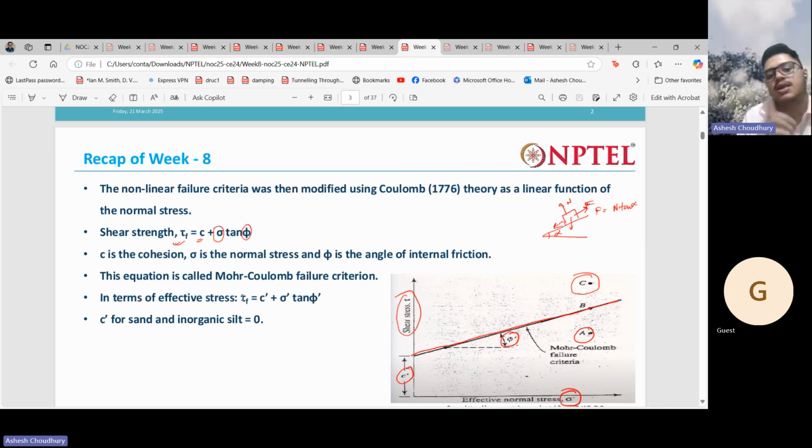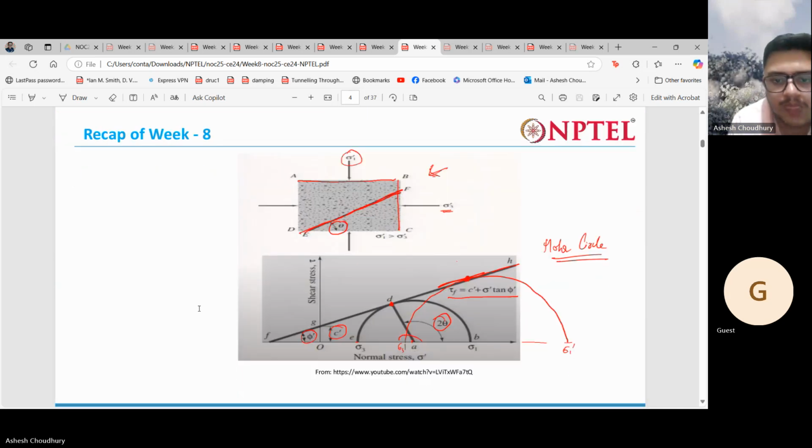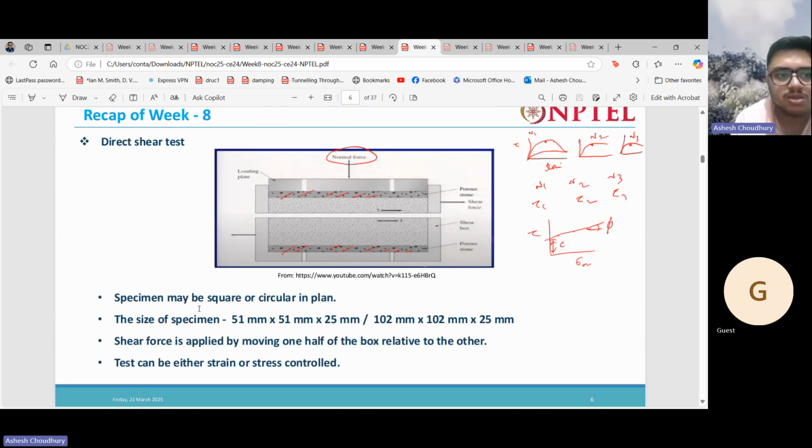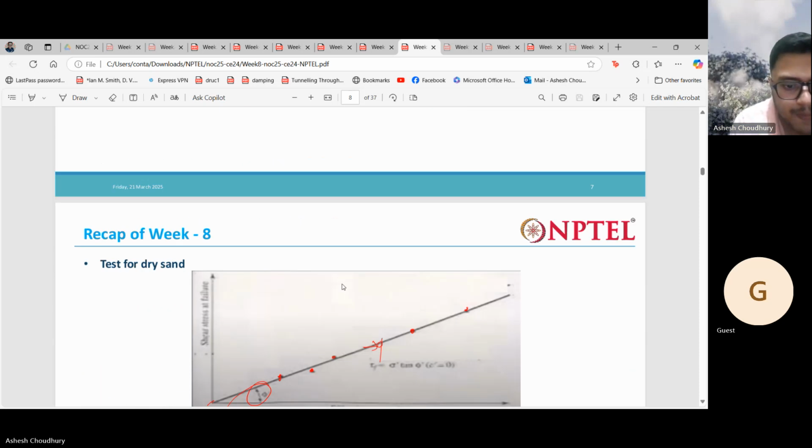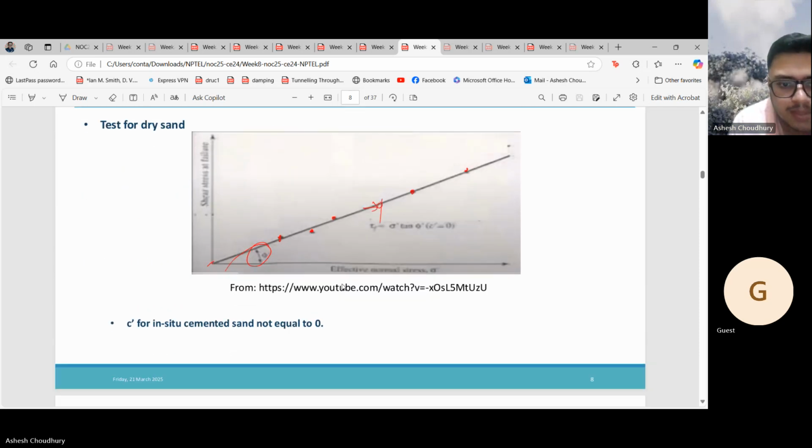c is the cohesion of the soil, sigma is the normal stress, and phi is the angle of internal friction. So all those things we saw, the basic concept. We saw the direct shear test, we saw the ultimate shear strength. Dense and loose sand will always behave like this. This is the critical state strength, and then for the dense sand you have the peak, and it comes to the ultimate strength, the critical state strength. So loose sand and normally consolidated clays behave similarly, and over consolidated clays and dense sand behave similarly.